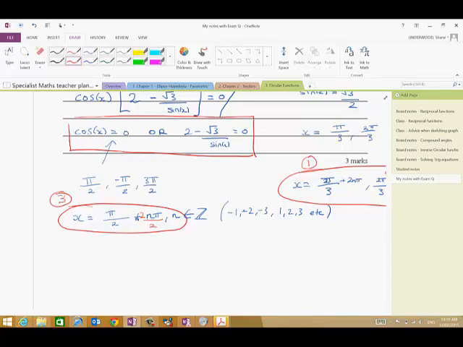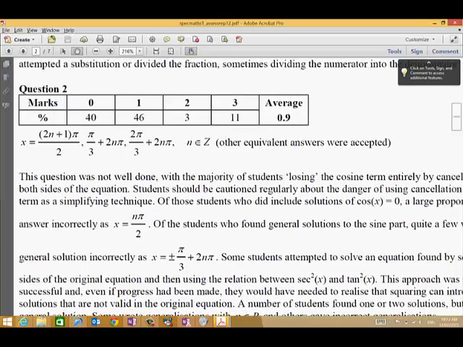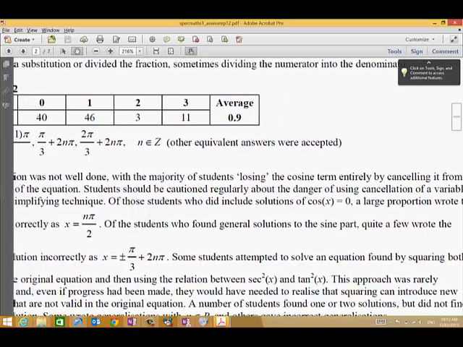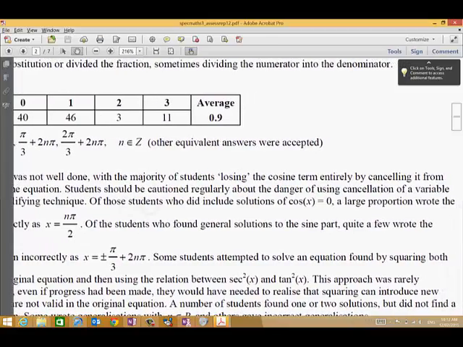I'm going to pause the video and find it. Okay, so first of all it says other equivalent answers were accepted, but this question was not well done. The majority of students lost the cosine term entirely. Isn't that what I got you guys to make that mistake for yourself? Because you cannot do that.